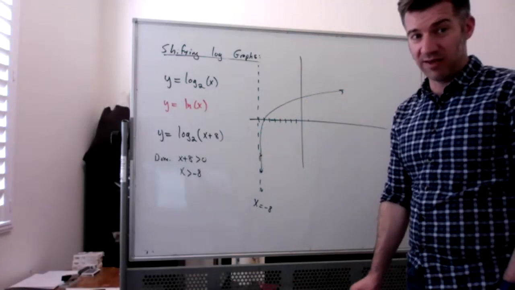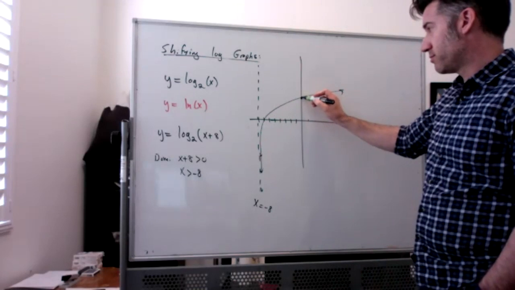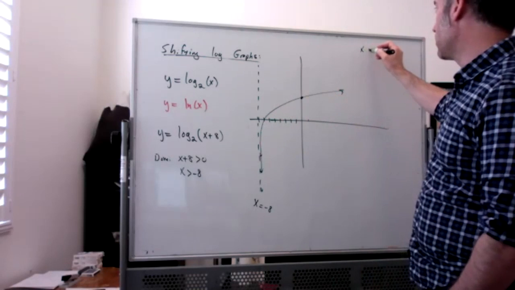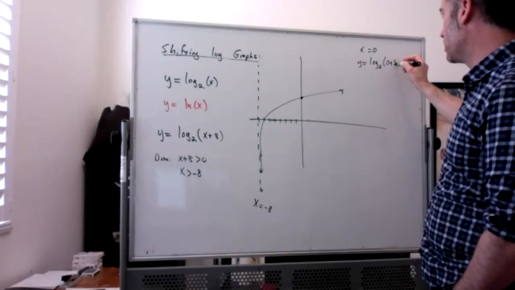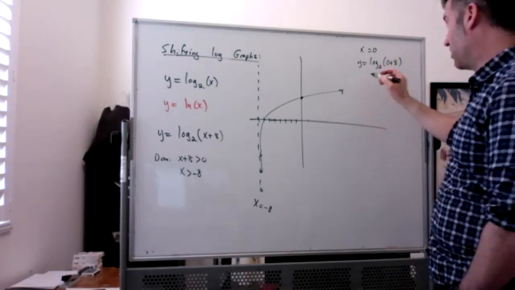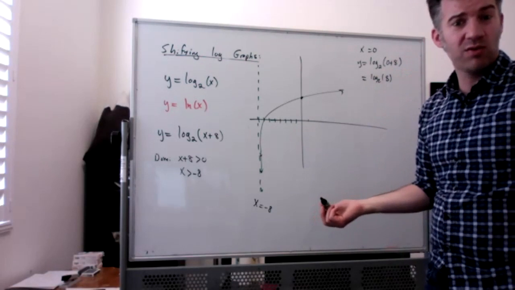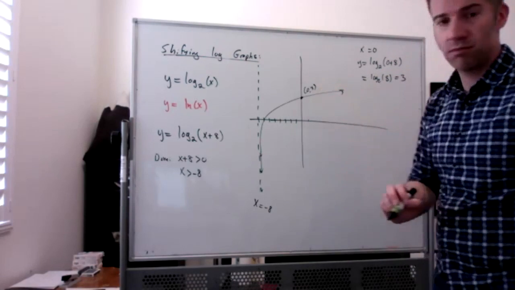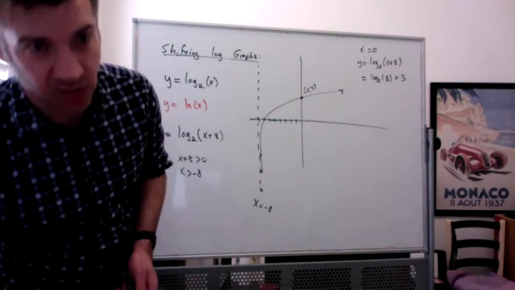Now, if I was graphing this, I would also probably include the y-intercept. So I would set x equal to 0. And if x equals 0, then y equals the log base 2 of 0 plus 8, which is log base 2 of 8. But 2 to what power equals 8? Oh, 2 to the third power equals 8. So that's the point (0, 3). So that's one way we can shift a logarithmic function.